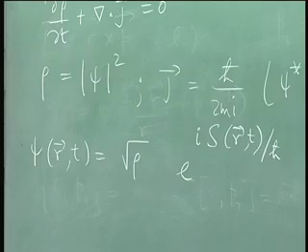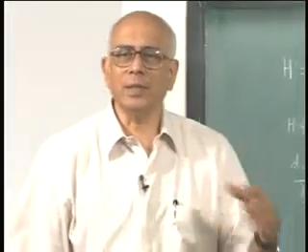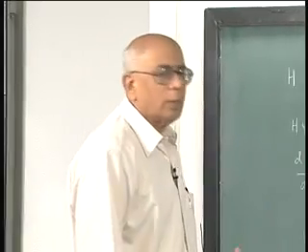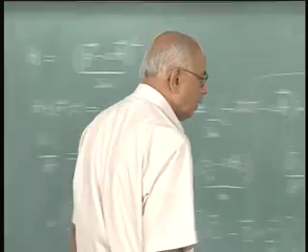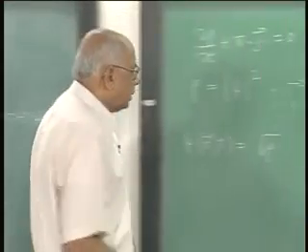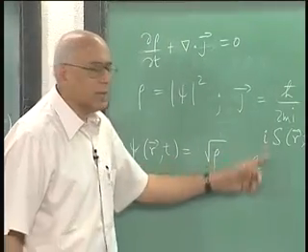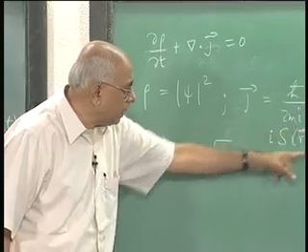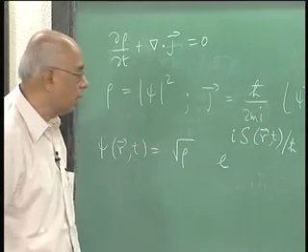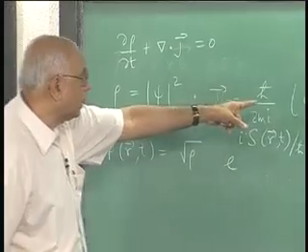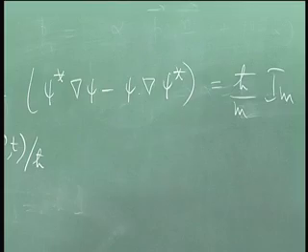Okay. This S has the connotation of the action, that is the reason I use this letter S. It comes from classical physics, and this S has got a specific connotation, and in quantum physics we can always write the phase in this form. So this is the phase of the wave function and this is the modulus of the wave function. Okay. Now what happens to psi star grad psi minus psi grad psi star?